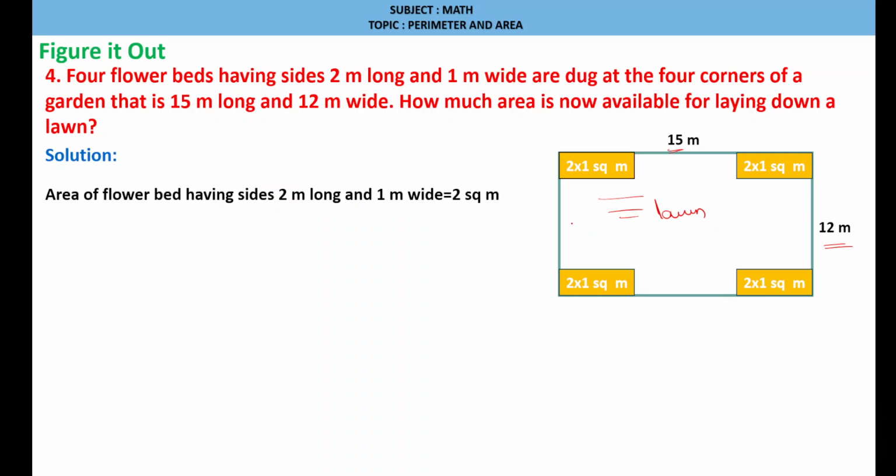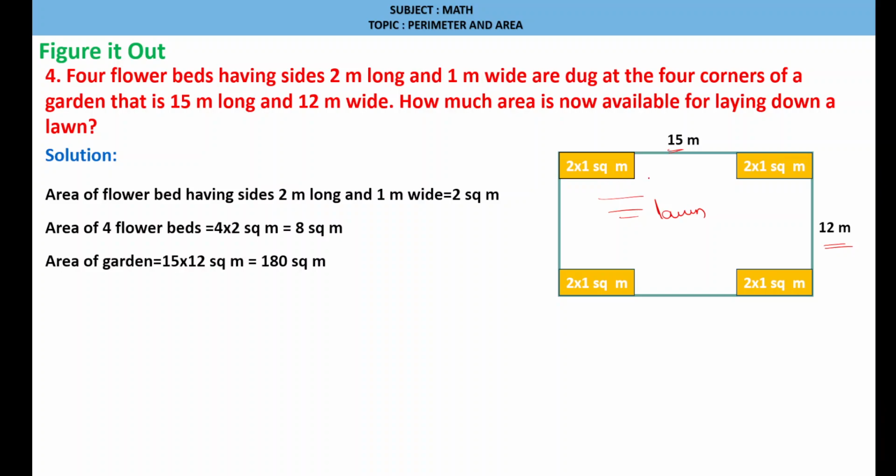Therefore, the area of a flower bed having sides 2 meters long and 1 meter wide is 2 square meters. So the area of 4 such flower beds is 4 into 2, which is 8 square meters. The area of the garden is 15 by 12, which is 180 square meters. Therefore, the area available for laying down a lawn is 180 minus 8, which is 172 square meters.